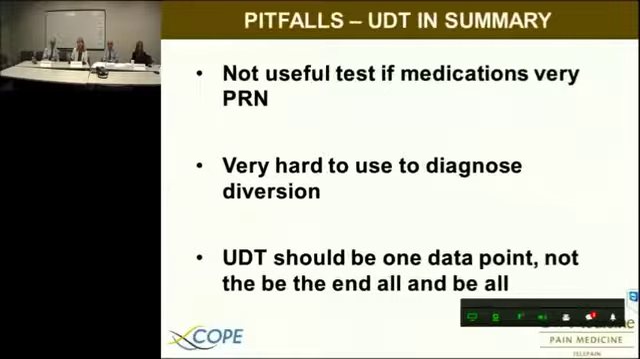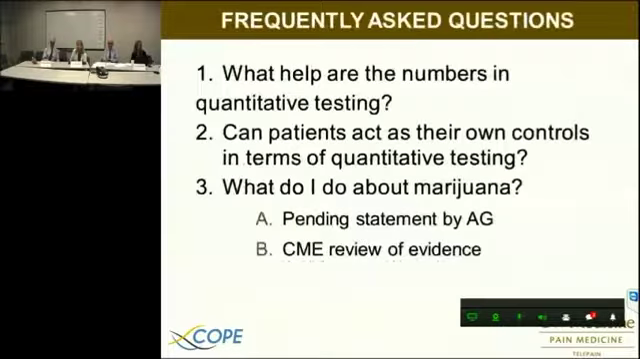So what are the pitfalls? It won't be useful if the medications are taken very PRN, which, unfortunately for me, is my current most common recommendation: low dose PRN, not every day. You can't use a UDT to test for that. It's very hard to diagnose diversion. There's no test, and I think we look at the hallmark of prescribed drug absent, illicit present, but there's really no proof there. And again, UDT is one data point, not everything.